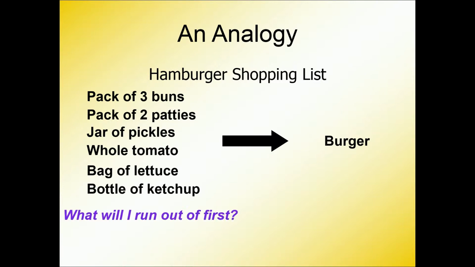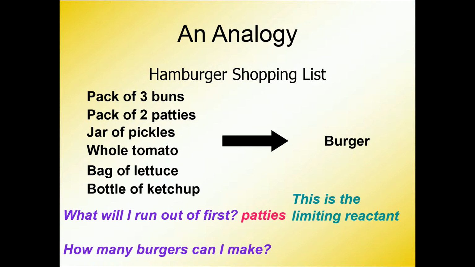Here's the first one. What will I run out of first? As you scan the reactants or the ingredients, you should realize that we are going to run out of patties first. There are only 2 patties, so that's going to limit us from being able to make more burgers. Patties are what we call the limiting reactant. If you run out of patties first, this is what we call the limiting reactant. For the next question, how many burgers can I make? 2. We only have 2 patties. The patties are limiting us from being able to create more burgers, and the limiting reactant will always limit you from being able to make more product.